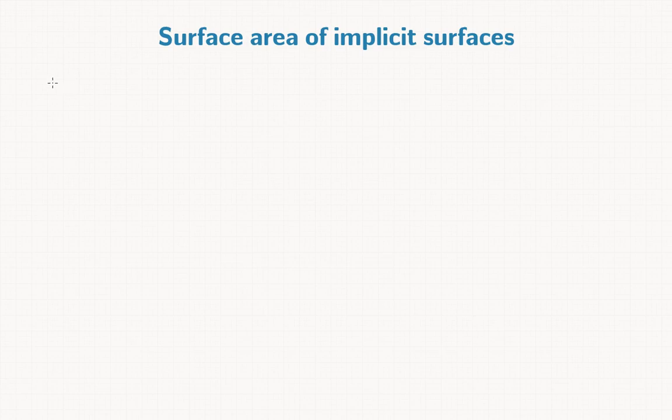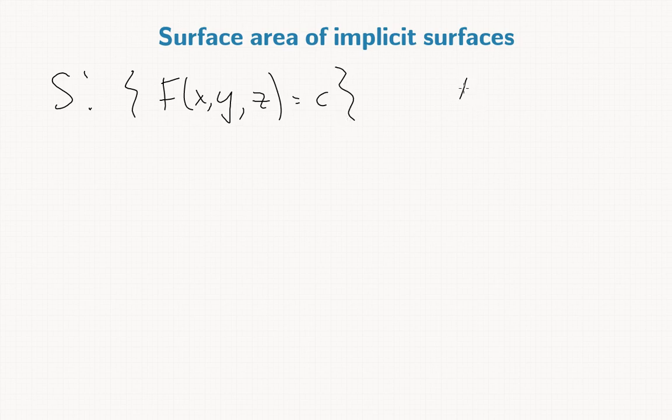So we've seen how to compute the surface area of parameterized surfaces, but if our surface is instead given to us implicitly, so the set of all x, y, z such that f of x, y, z is equal to c, how can we compute the surface area of a surface given to us like this, since parameterization is not always easy to find?